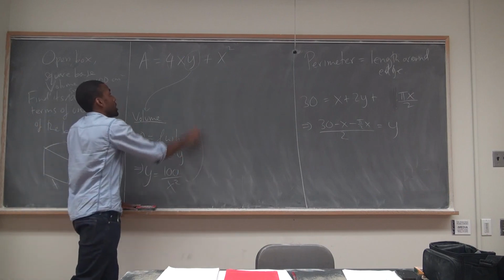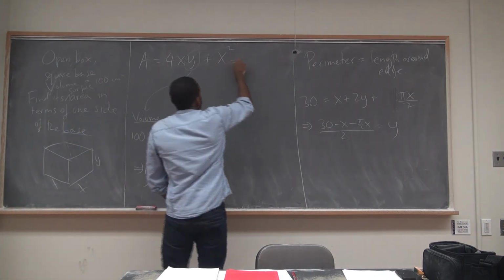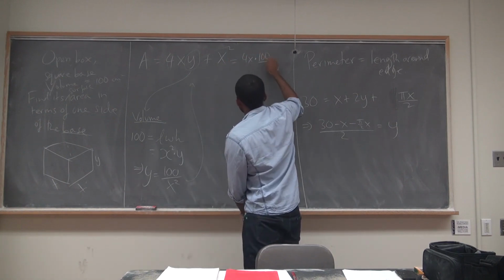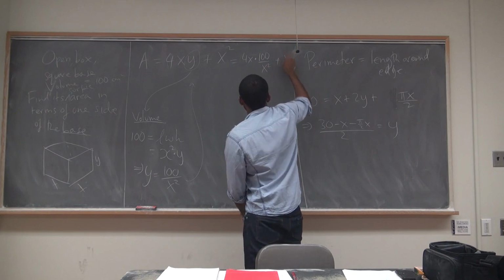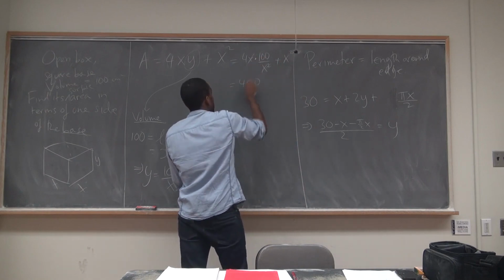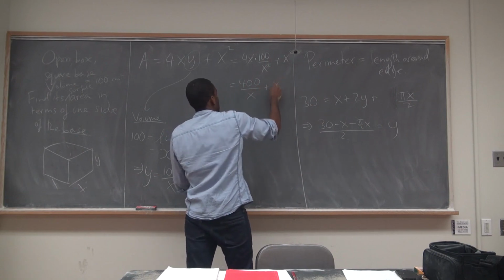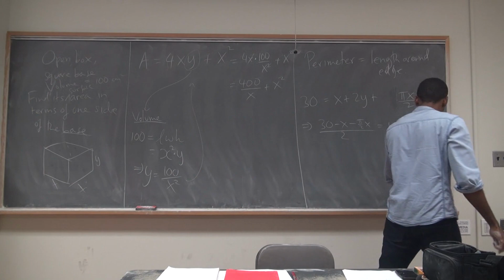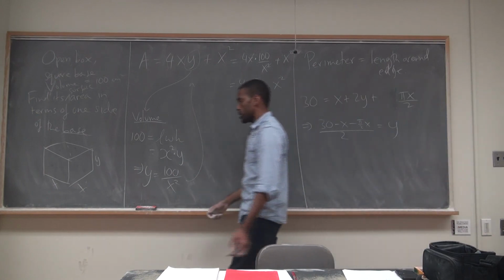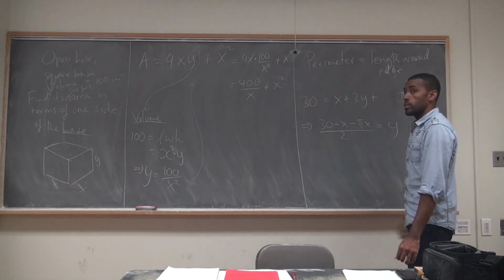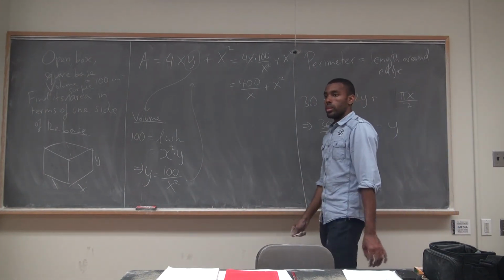And then I plug it back in. So then I get 4x times 100 over x squared plus x squared. This cancels into that. So I get 400 over x plus x squared. Being able to do this sort of manipulation will come in very handy when we're doing optimization and things of that sort. Other questions?